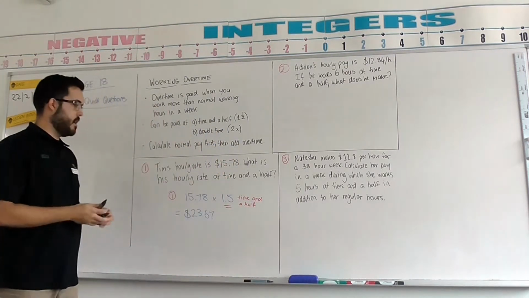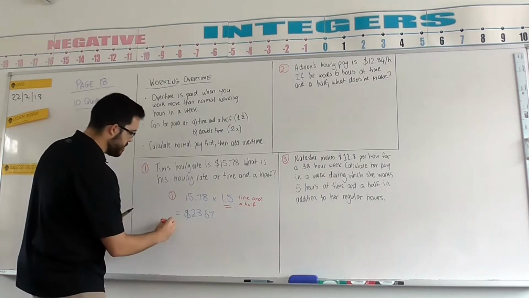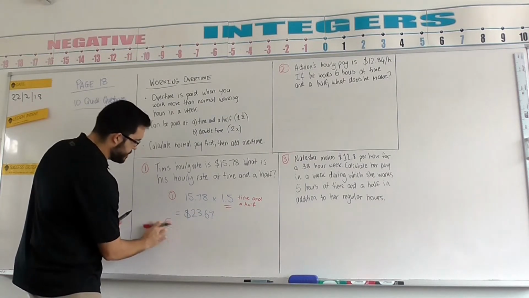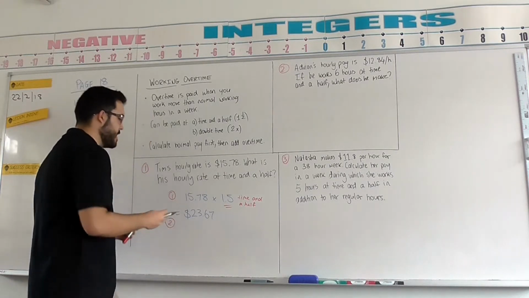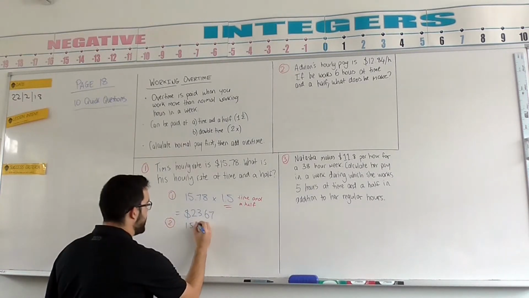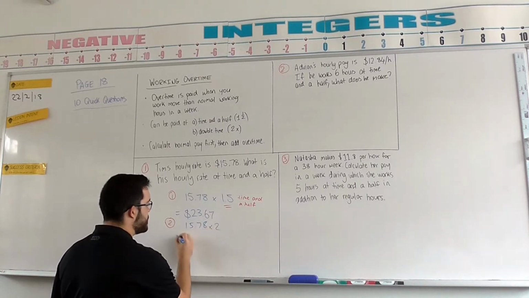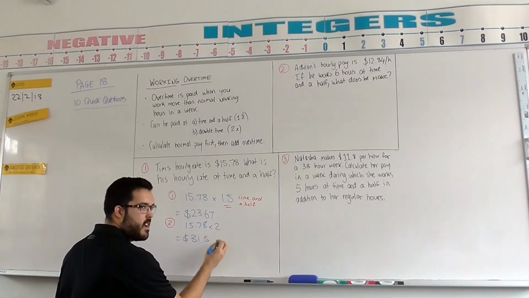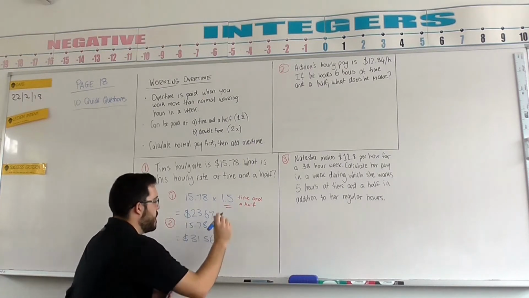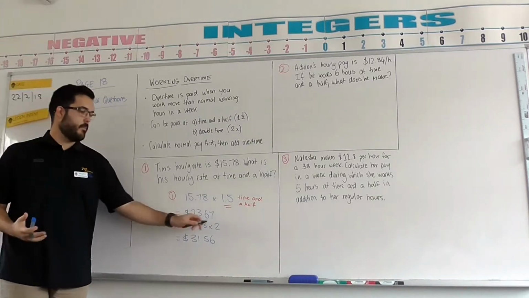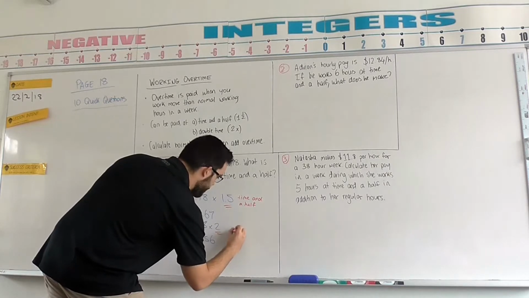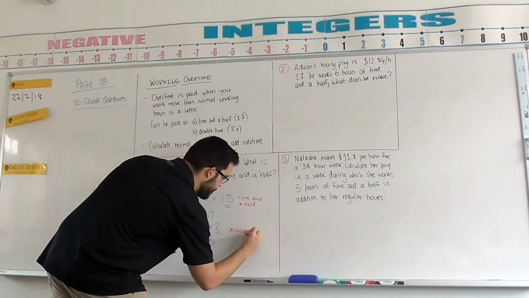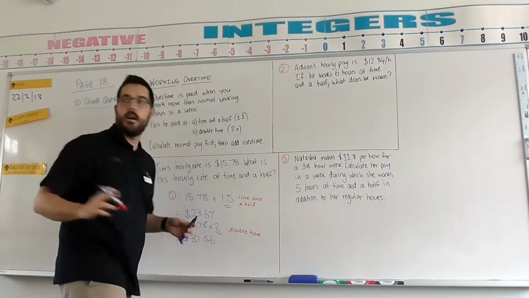So this 1.5 here is time and a half. What if it was double time? What do I do? Times by 2. If he was getting double time, it'd just be 15.78 times 2, which is $31.56. So this 2 here is double time. Pretty simple there.